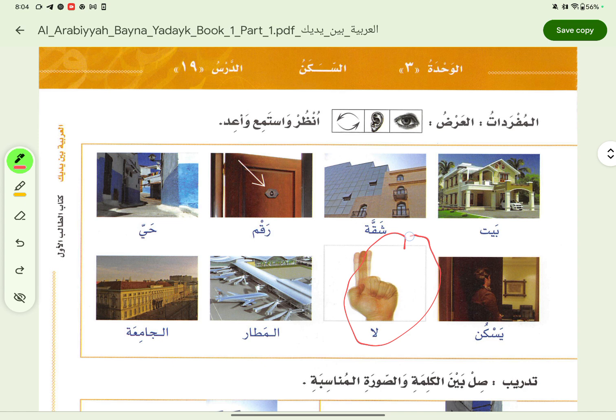We have la. We didn't learn la yet. We learned na'am. We didn't learn la yet. La means no. Matar, which is an airport. And we have jami'ah, which is the university. So al-matar is the airport, al-jami'ah, the university, right? Any questions on that?